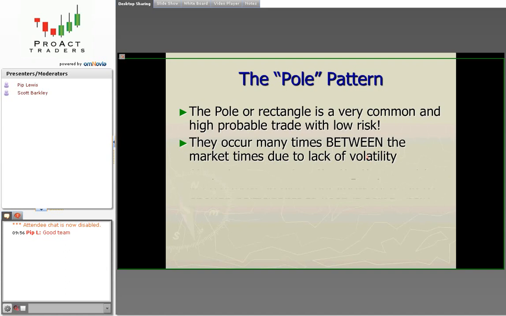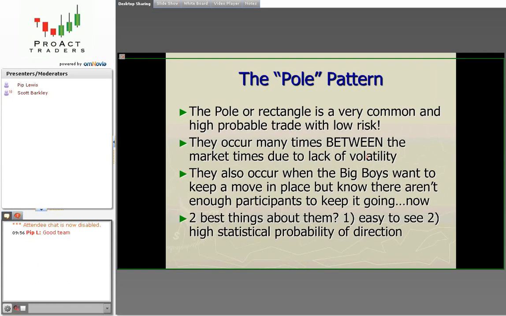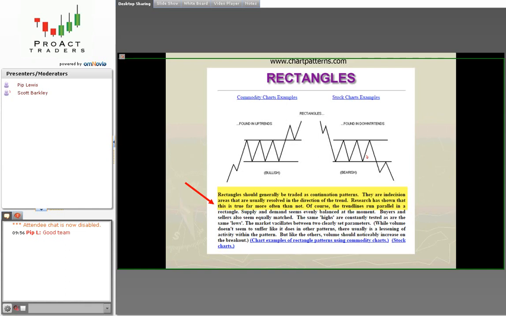Consolidations create poles. They also occur when the big boys want to keep a move in place, but they now know there are not enough participants to keep it going, at least for now. So what do they do? They create a pole or a flag so that everybody knows what to do. Now, what are the two best things about them? Number one, they are easy to see. And number two, they have high statistical probability in the direction of the trend.